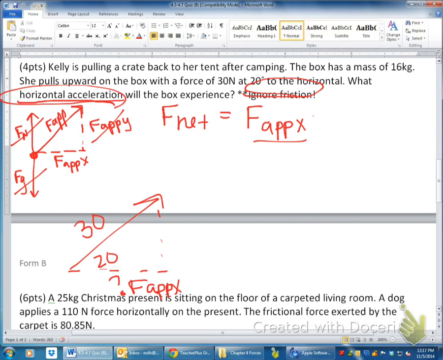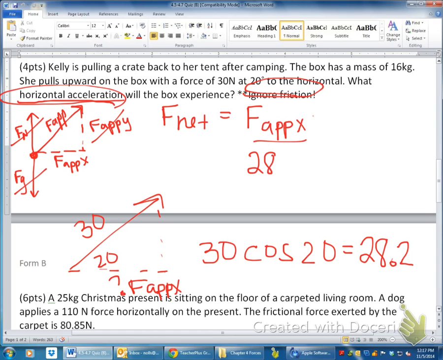And what trig function do we use? Cosine. Very good. So it's 30 cosine 20, and we get, I think, 28.2. So 28.2 is our force applied X. So all we do is plug it in up here, 28.2. Okay, then we can do a substitution.